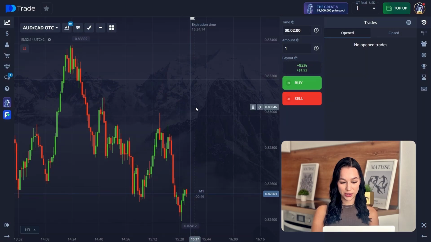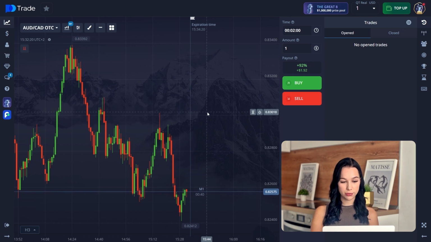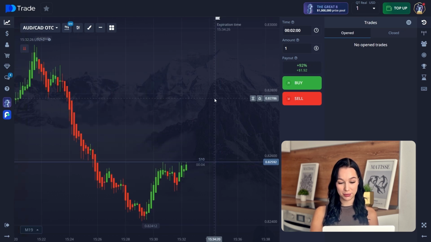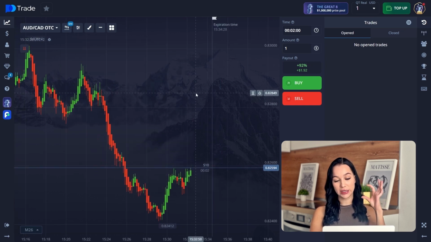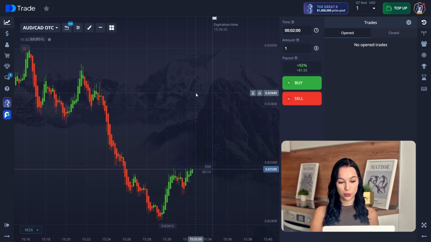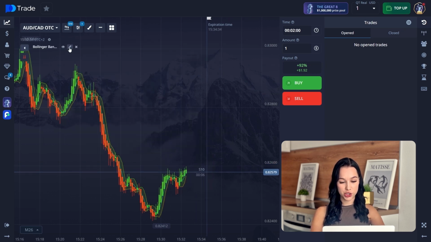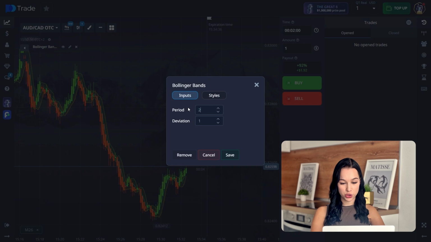So guys, here is our Pocket Option account. Today I'm really excited, but at the same time a little bit scared. So guys, first we go here, we change our chart type to Heiken Ashi and time frame to S10. That means each Heiken Ashi lasts 10 seconds. Then we choose the indicator Bollinger Bands. And in Bollinger Bands, we change the period to 20 and deviation to 2.